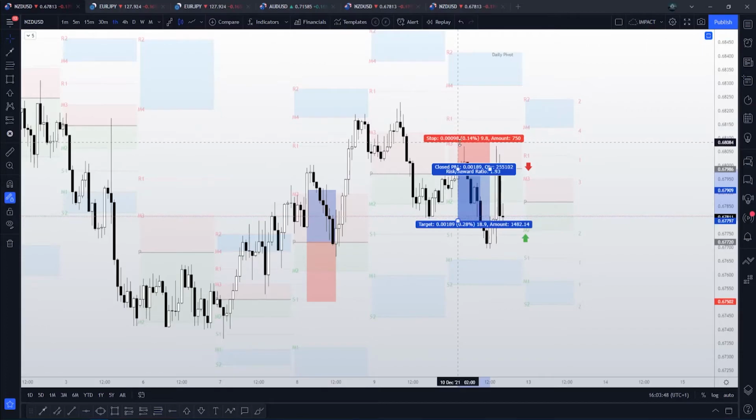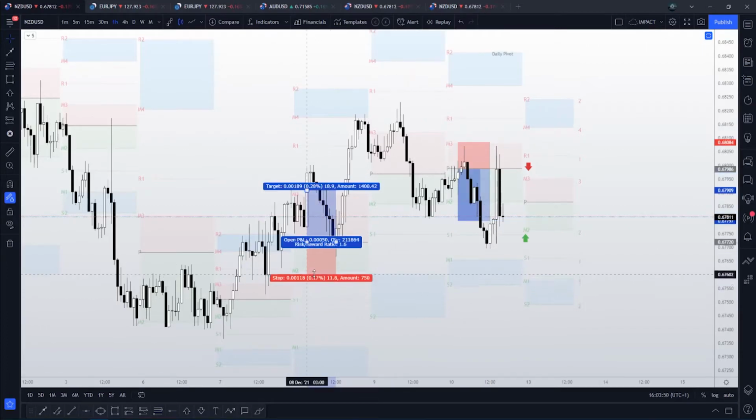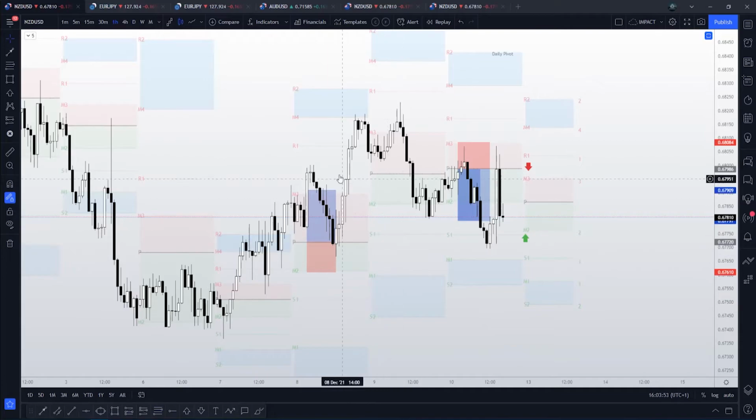Okay, so now that we know where to put our stop losses, let's talk about targets. So the blue zones are the target zones. We have M4 as a conservative buy target and R2 as an aggressive buy target. For sellers, the conservative target is M1 and the aggressive target is S2.